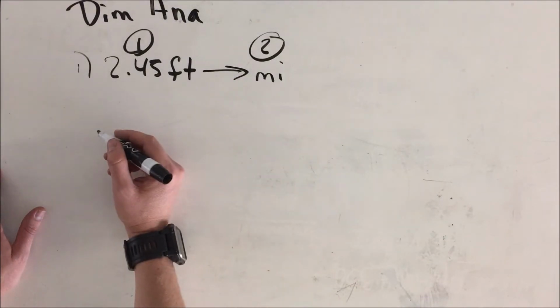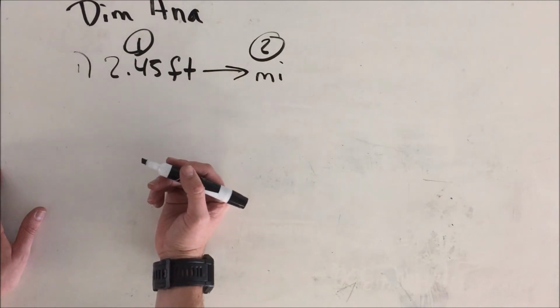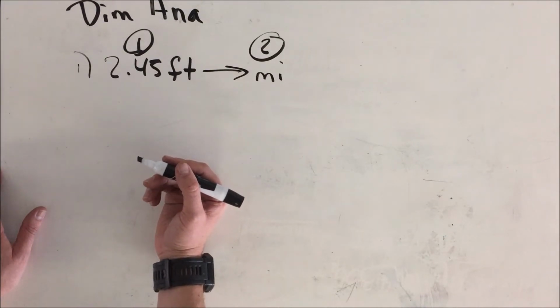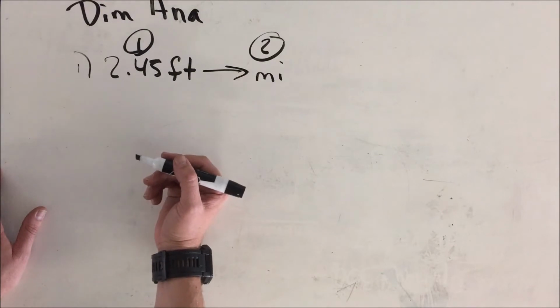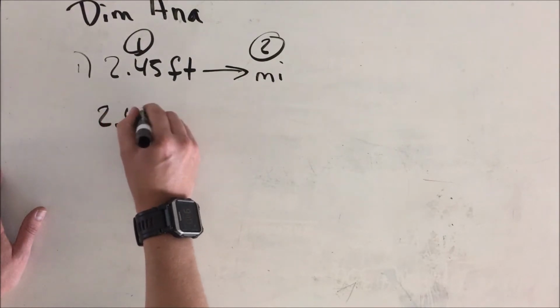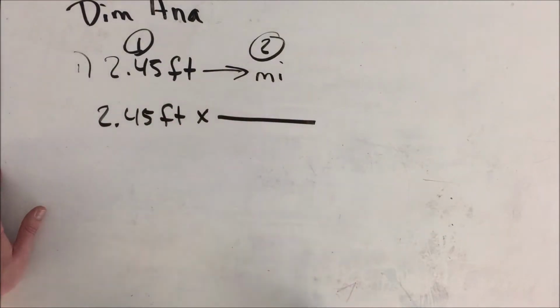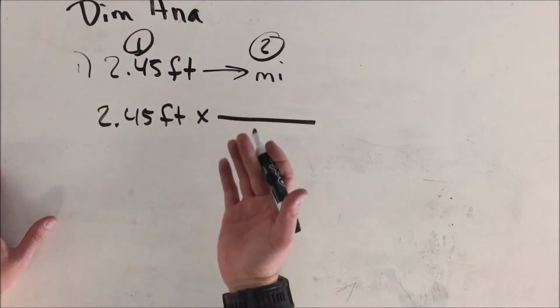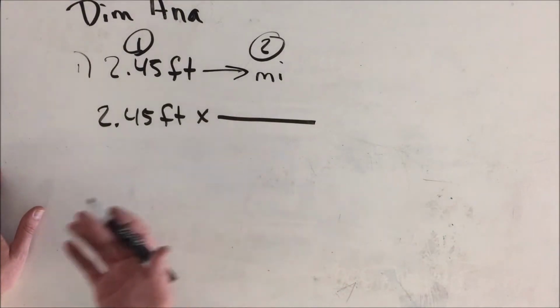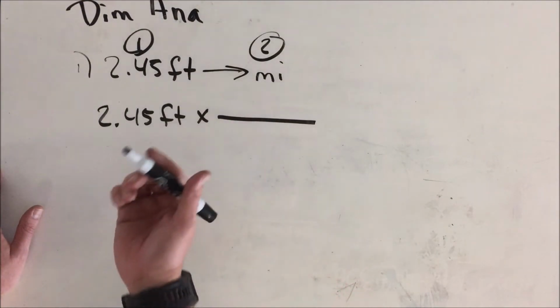And step three is, how do you get there? And this is really the most important step because you have to ensure that you set up your units first. So I'm going to go ahead and start with what I was given, 2.45 feet. And that's the only number I'm going to write down for now. From here on out, I'm just going to write my units. I have to identify in my list of conversion factors if I can directly go from feet to miles. In this case, I can.